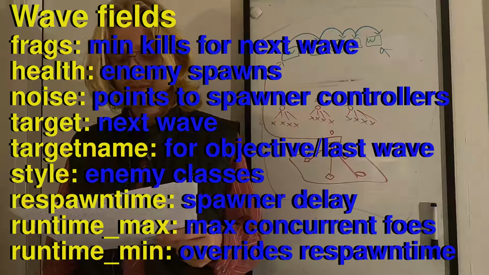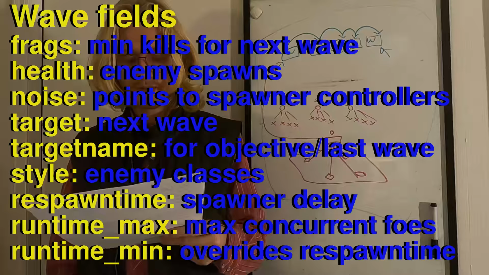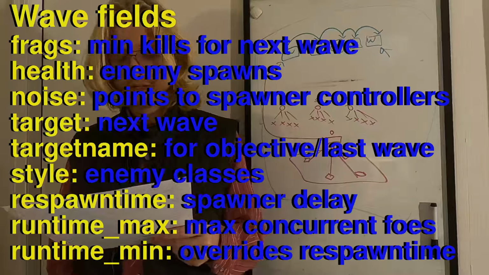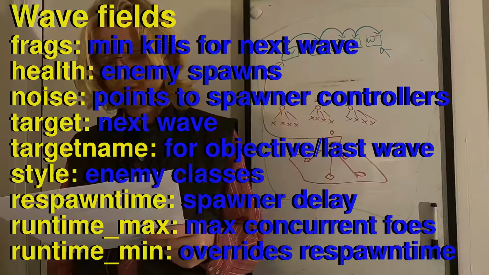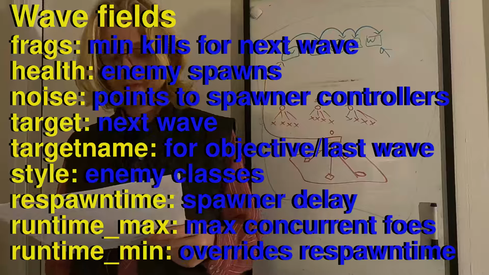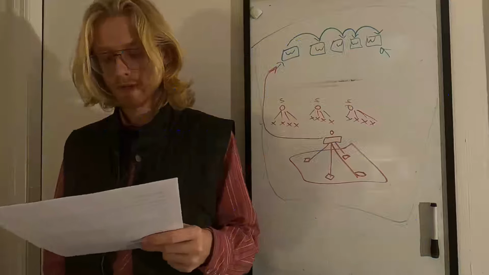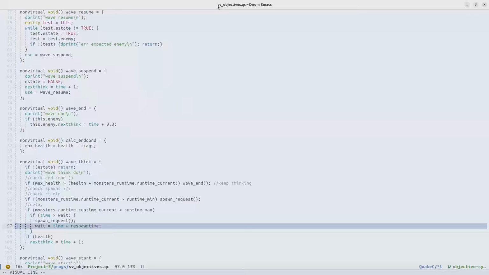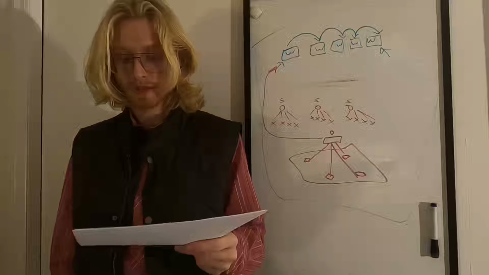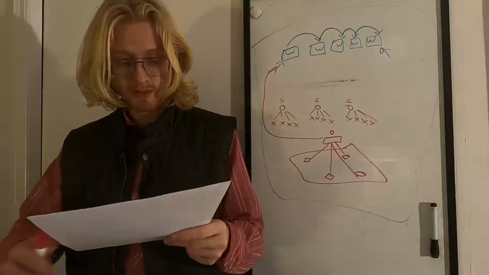The runtime fields contain the number of enemies that can be spawned by this wave entity at a single time. If there are too many enemies, the wave will wait for the runtime value to drop below the maximum threshold before spawning more. If there are too few enemies, the wave will spawn more enemies early without waiting for the full respawn time. The respawn time field determines how frequently the spawn controller should be used.